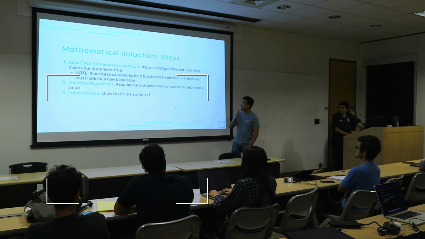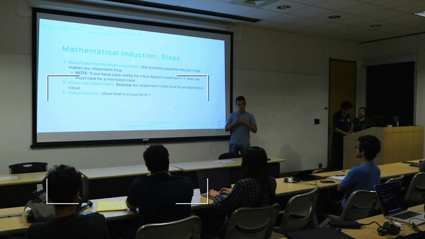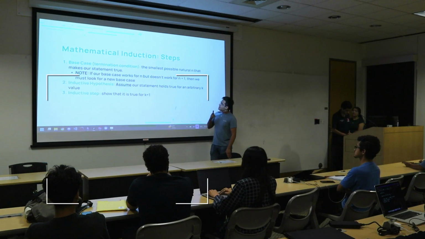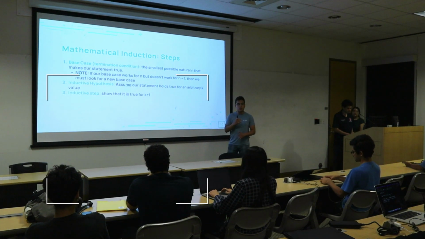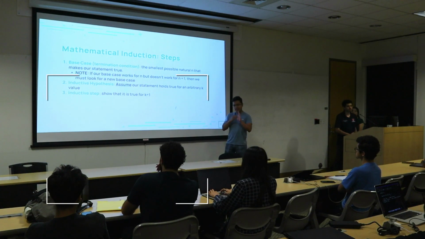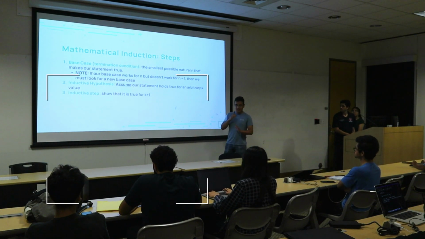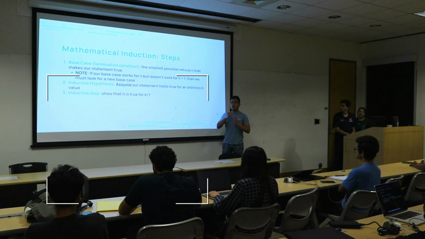Now, we have our second step, the inductive hypothesis. This one is what is going to help us with our third step, which is going to be the meat of our proof. The inductive hypothesis is where we assume our statement holds true for an arbitrary number k. What does that mean? Well, we're going to have an example to show that. But it will help us with step number 3, the inductive step, where we're going to show that our mathematical statement is true for k plus 1.